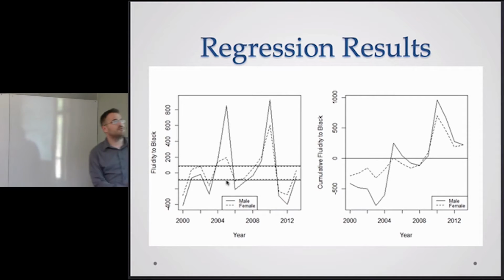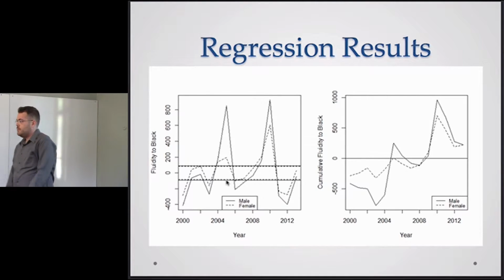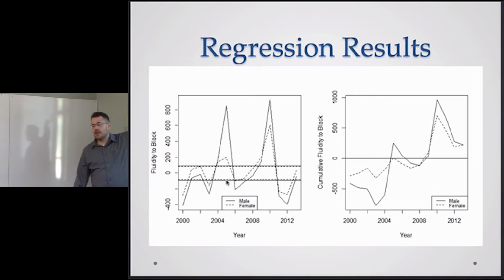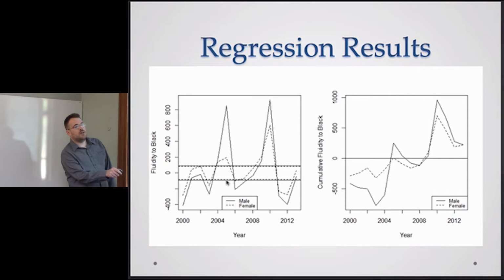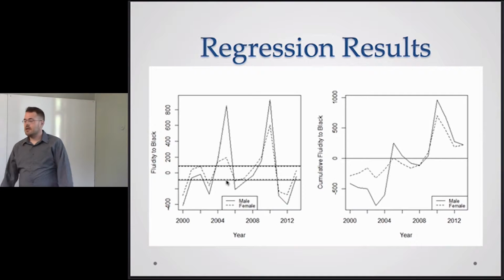So this is the cumulative fluidity, which is basically just the cumulative sum of these year shocks. And this is for the black population, by the way. What does plus mean and what does minus mean? People transitioning into the black category, people transitioning out of the black category. Same for the cumulative. And then the dashed line is specifically transitioning into the black female category, and the solid line is transitioning into the black male category.